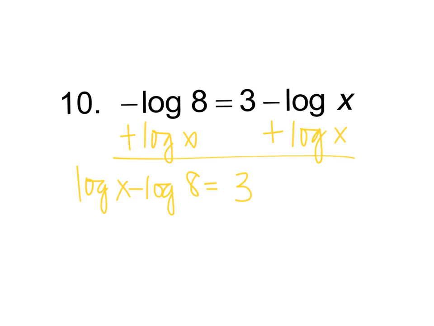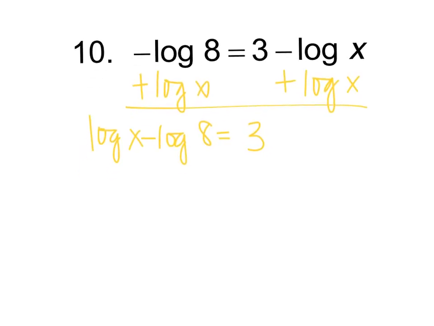Okay. I turn my subtraction into division. So really this is the log of x divided by 8 equals 3. Because again, when I have subtraction of two logs, I can turn it into one log by dividing those pieces. Okay, so I've got a log of something equals a number. What do I do?